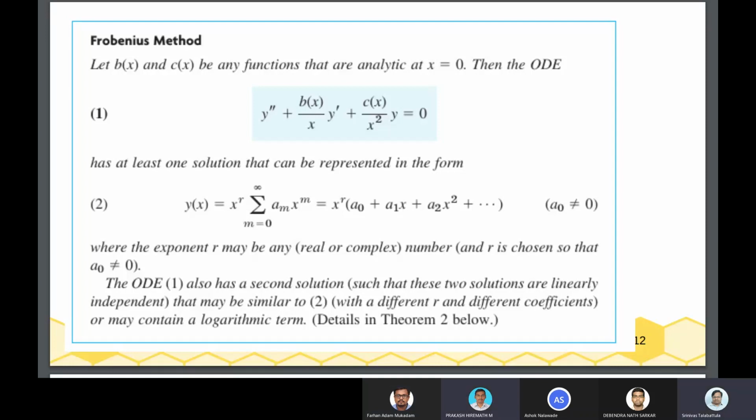Sir, even if there is any special function, can we approximate it by a polynomial? For example, even if we consider sin x, it can also be written in Taylor series form.